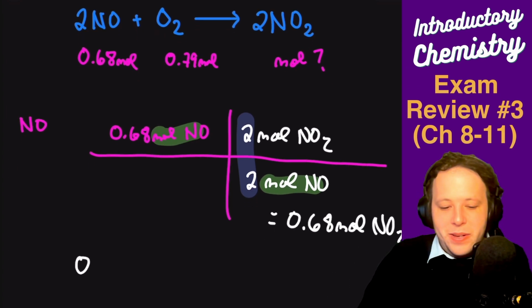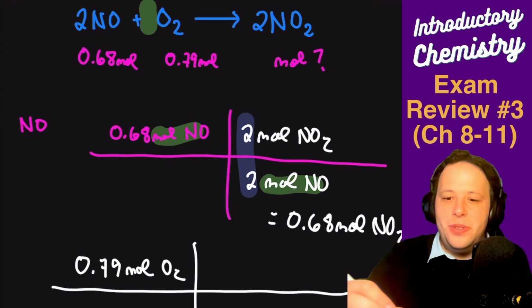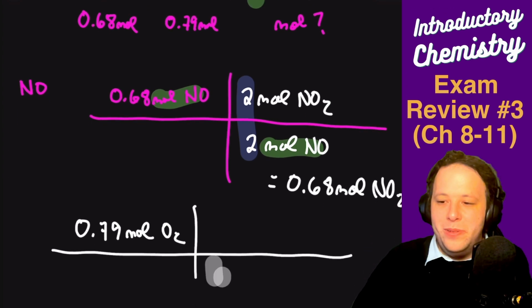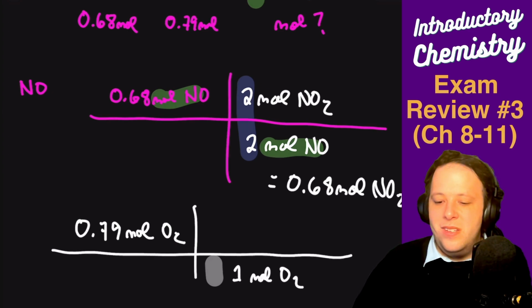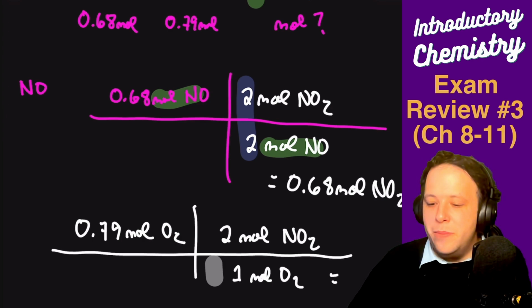The other one, we have 0.79 moles of O2, and we'll do the same conversion. In this case, 1 mole of O2 is equivalent to 2 moles of NO2. So we'll have 1 mole on the bottom. That's equivalent to 2 moles of NO2 on top. So we do 0.79 times 2. So it's going to be a bigger number, right? So that's going to be 1.58 moles.